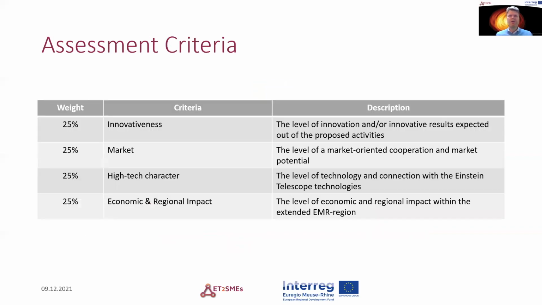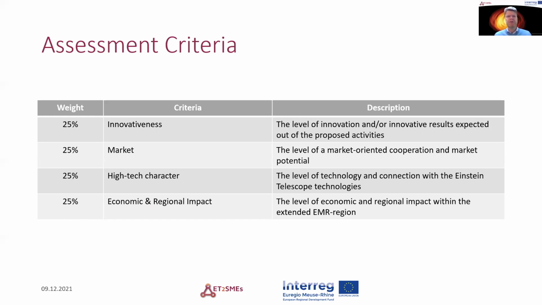Now, to elaborate more on the assessment criteria, there are 4 assessment criteria, and each of those 4 has an equal value in the total score. The first criterion is the level of innovativeness. That's what we call the level of innovation and all the innovative results that are expected out of the proposed activities. The second criterion is the market. This is the level of the market-oriented cooperation and the market potential of the innovative product, not just potential for the Einstein Telescope, but also the potential for other markets.